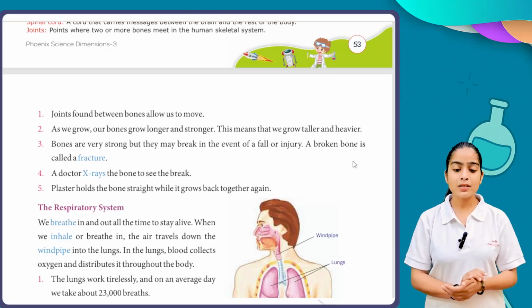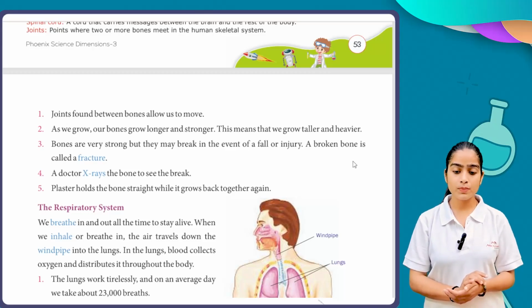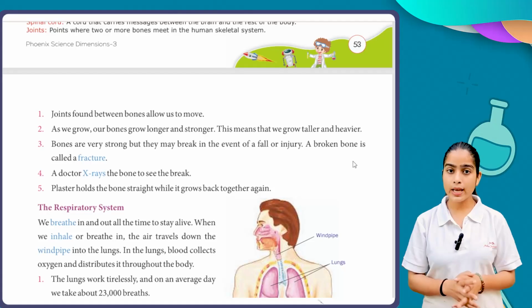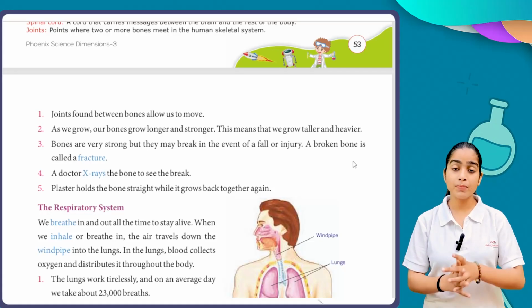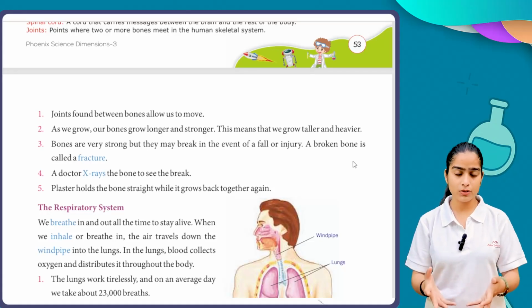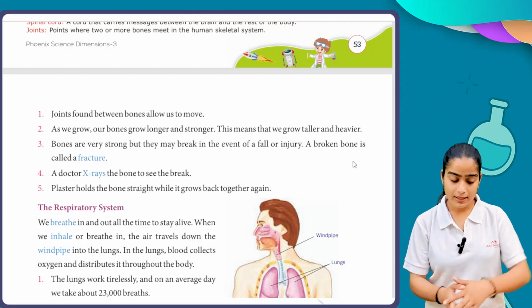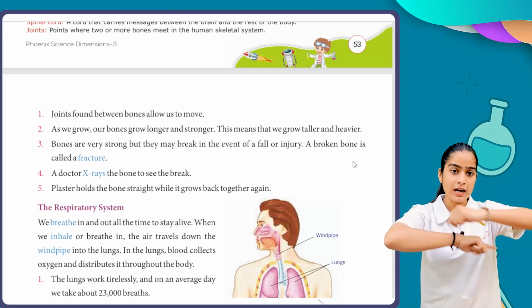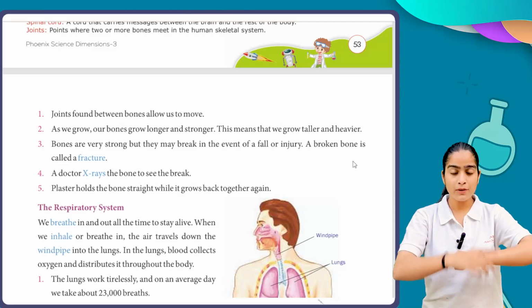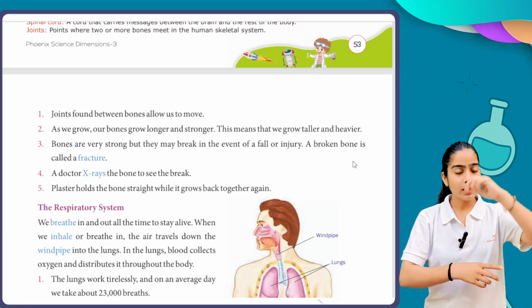Plaster holds the bone straight while it grows back together again. And how do we heal this fracture? We have plaster of Paris, the gypsum, as we also say. The plaster is very strong, made from a calcium-like structure, right, the plaster of Paris structure.